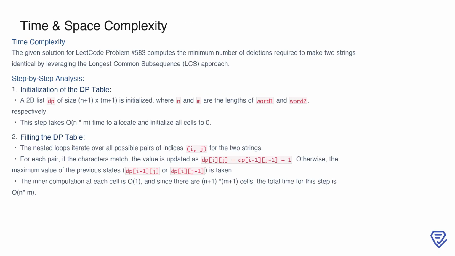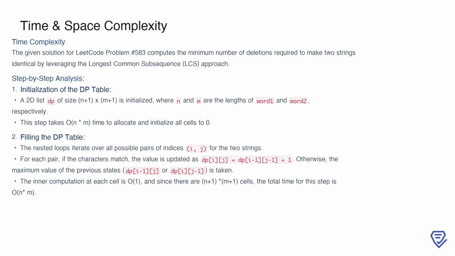The time complexity of this solution revolves around the use of dynamic programming to compute the minimum number of deletions required to make two strings identical. To begin, we initialize a 2D dynamic programming table, or DP table, of size n plus 1 by m plus 1, where n and m are the lengths of the two input strings, word 1 and word 2. This initialization step involves allocating memory and setting all cells to 0, which takes O(n * m) time due to the size of the table.